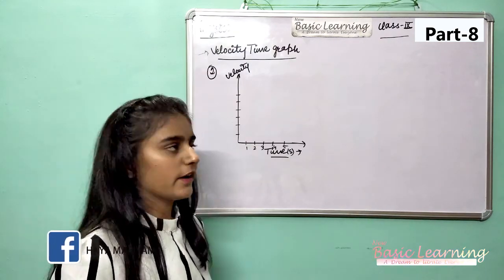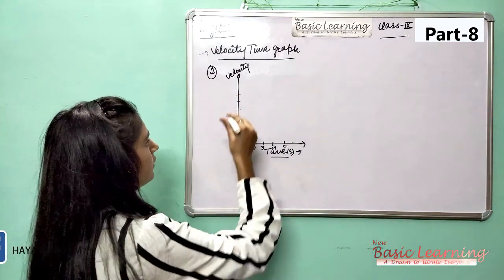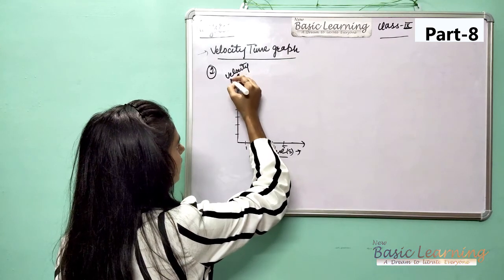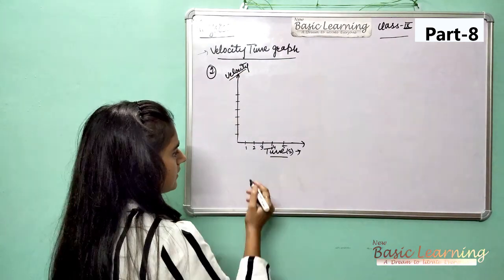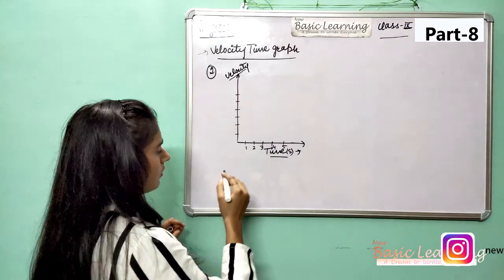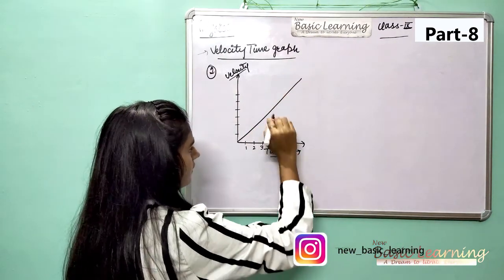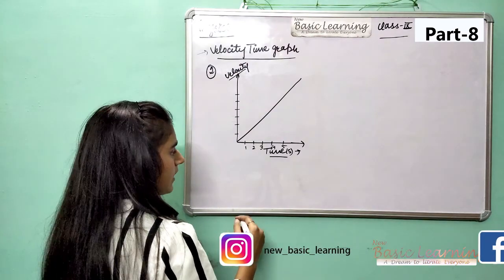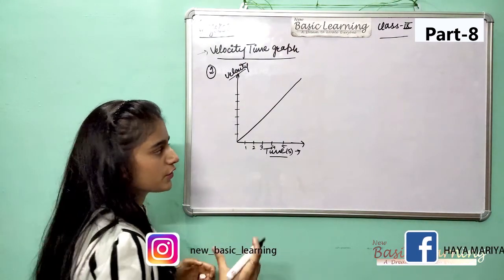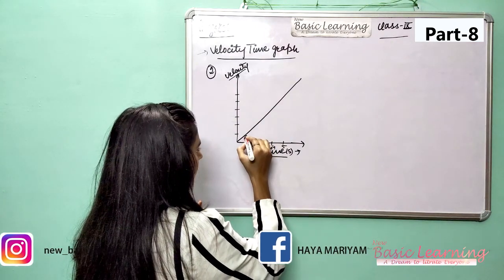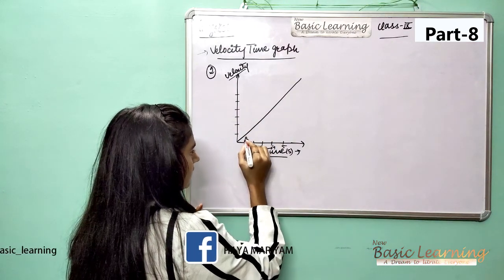Now let's move to the next point. In the second point, first we will draw the VT graph. On the y-axis we will plot velocity and on the x-axis time. If I draw a straight line which is inclined to the time axis, the graph we get is something like this. First we have to know the values. When time is 1 second, we get some value.